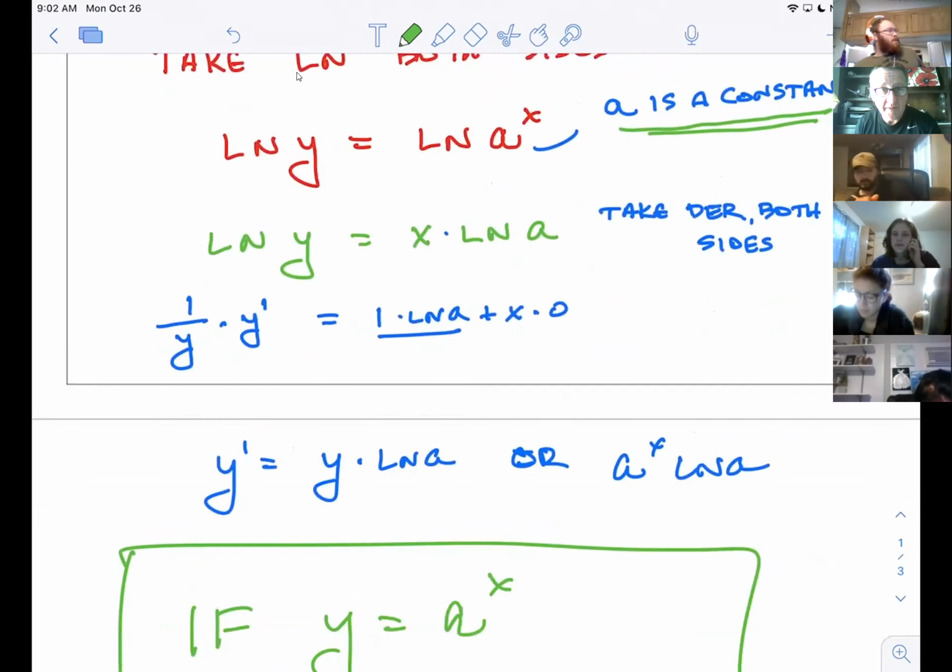Therefore, the natural log of a number is just a number. If I take the natural log of 5, it's still just a number. So it looks weird. Yeah, that's a good question. It's good to bring that up.